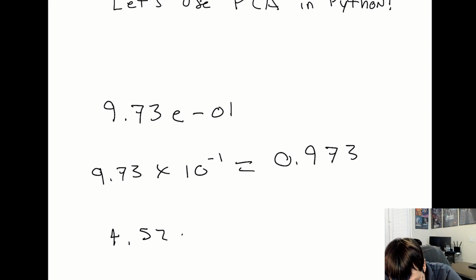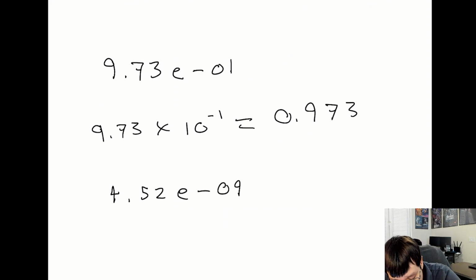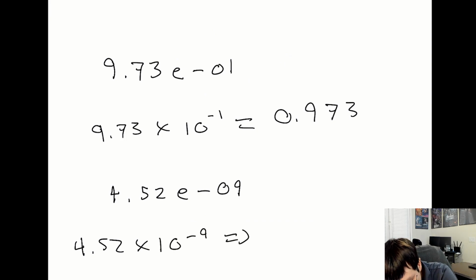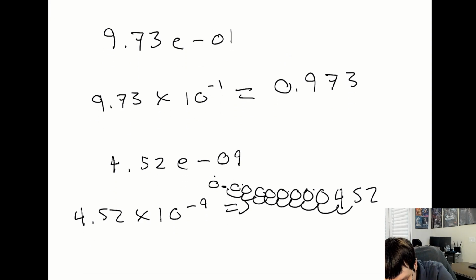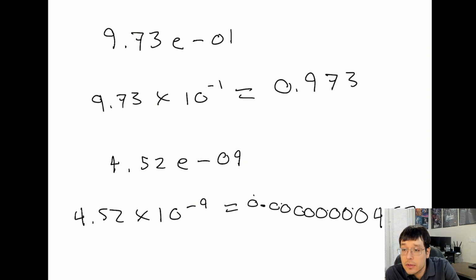4.52 E09, that's the same thing as saying 4.52 times 10 to the negative 9 power, which means you have to put a bunch of zeros here, 9 of them. So we go 1, 2, 3, 4, 5, 6, 7, 8, 9. I say 9 because I include the one before the dot. So this would actually be that number.